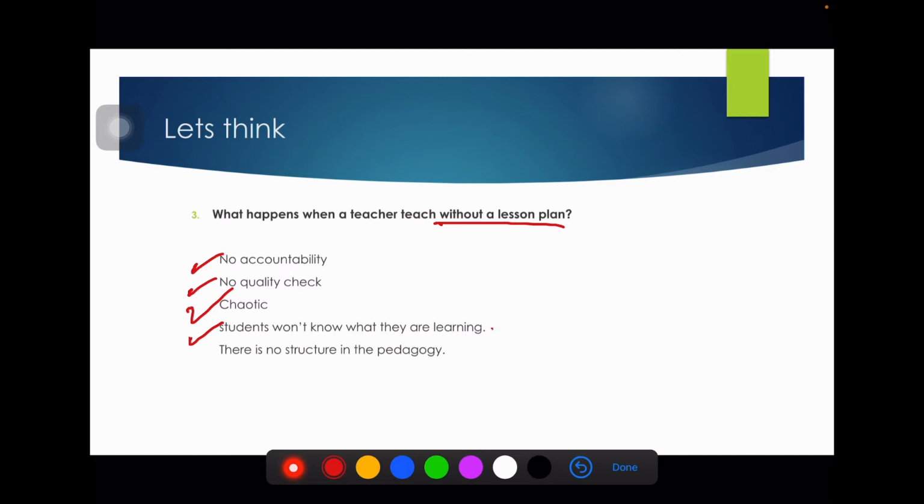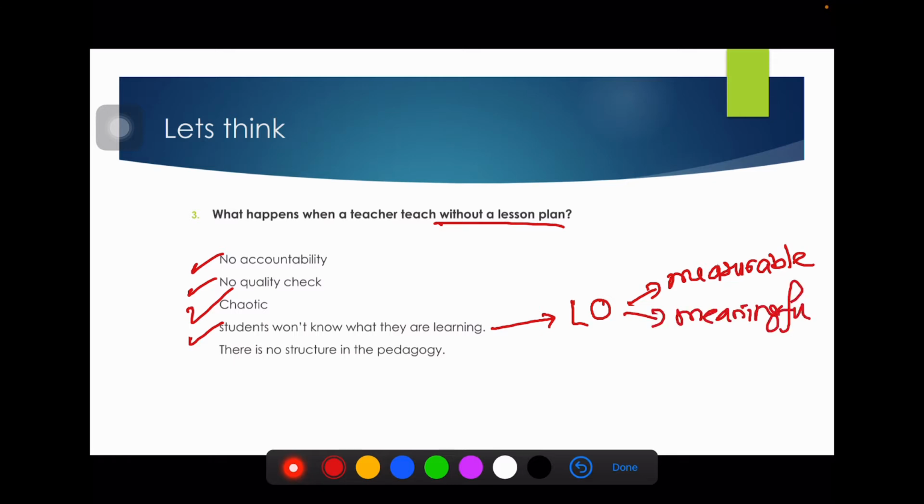That is why in your lesson plan, it is very important for you to write the LO so that your LO is measurable. So all learning objectives, all learning outcomes must be measurable and also meaningful. Okay, so if you have forgotten how to write the LO so that it is measurable and meaningful, please refer to the other lecture videos.